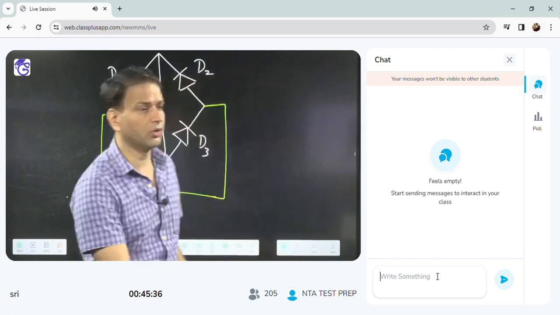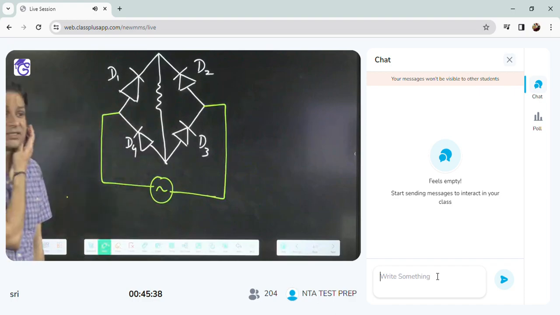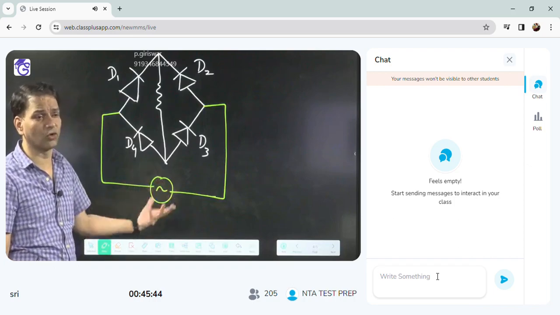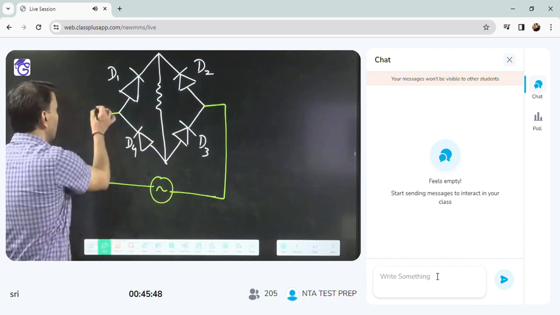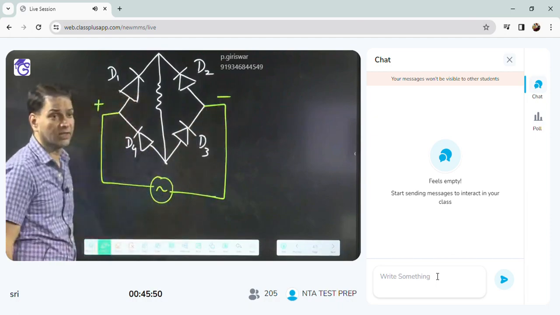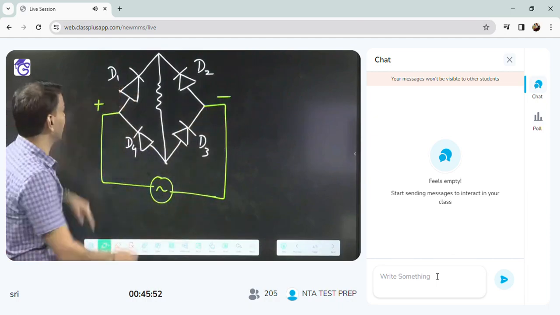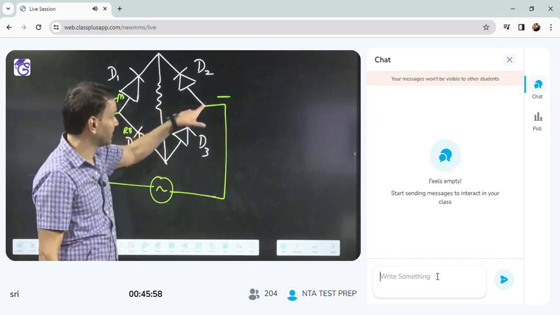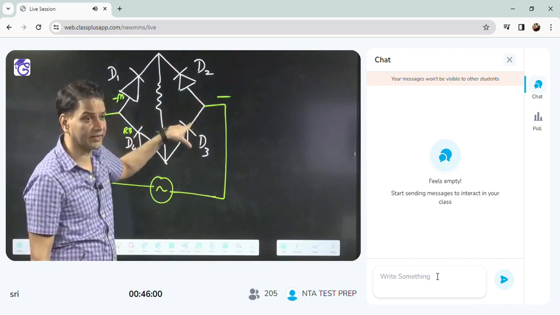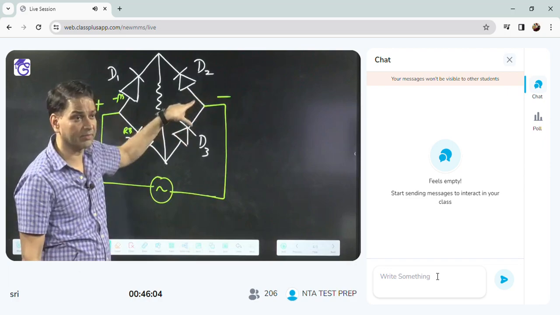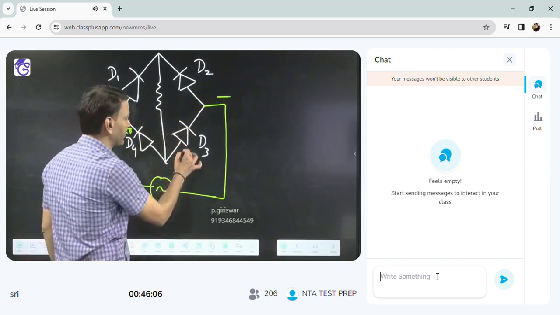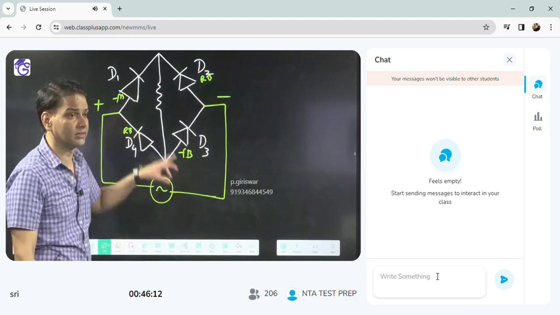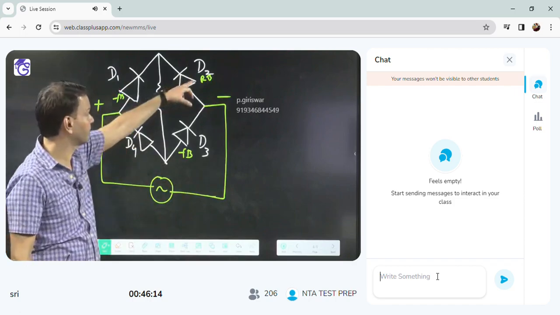Okay, so this is the full-wave rectifier bridge circuit. Now what will happen? Suppose we are applying an alternating voltage. In the first positive cycle, this end is positive and this end is negative. When this is positive, D1 is in forward bias and D2 is in reverse bias. Here it is negative, so D3's N side is connected to negative, meaning N is at a lower potential. So D3 will be in forward bias and D2 in reverse bias. In the positive half cycle, this is forward bias, this is reverse bias, this is reverse bias, this is forward bias.